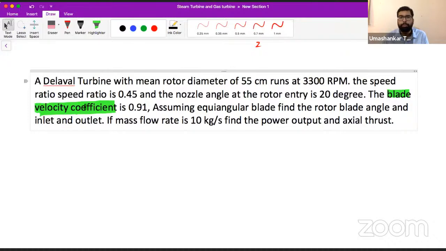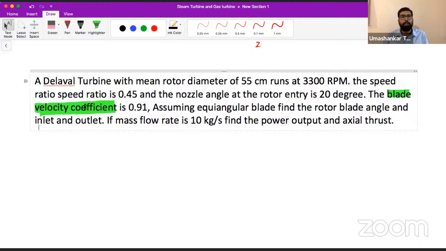Please solve this question. I am taking a pause here because those who are live must solve this question right now. If you are watching the recorded session, please also solve it before seeing me solve it. Then the concept will be very much clear to you. So those who are live, please solve this.